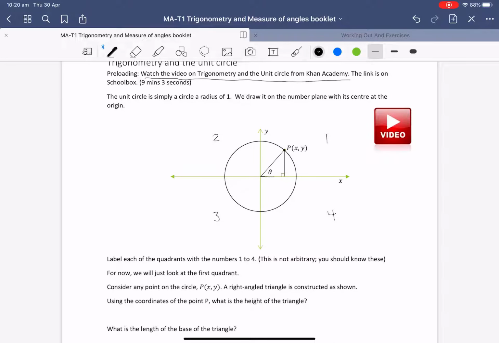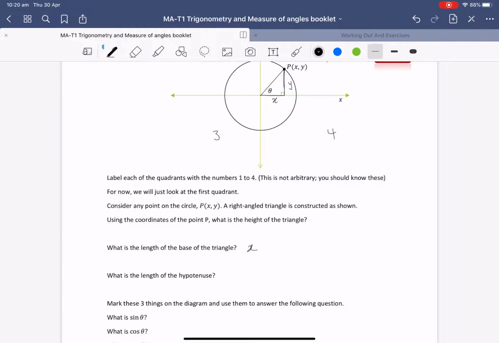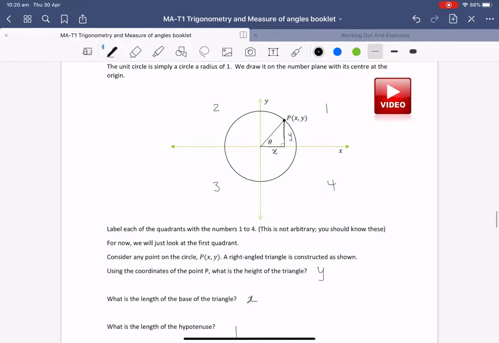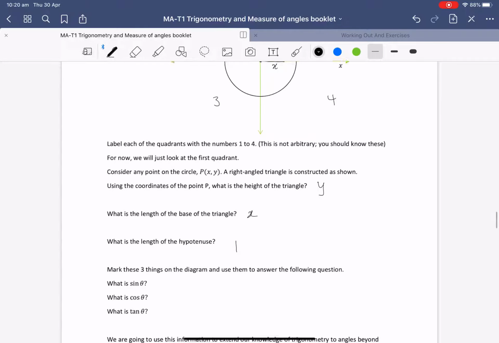We go across X and up Y to get to P, which means that this is X and this is Y. So the length of the base is X, the length of the hypotenuse is 1, and the height is Y. Mark these three things on the diagram. That should be 1. It's 1 because it's a unit circle with radius 1. So we're going from the center to the circumference, so that's the radius.